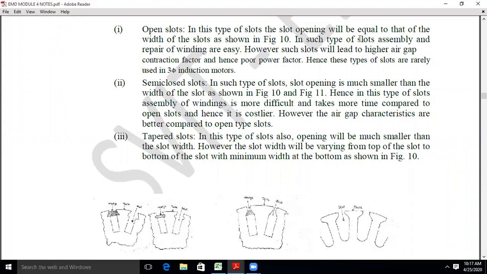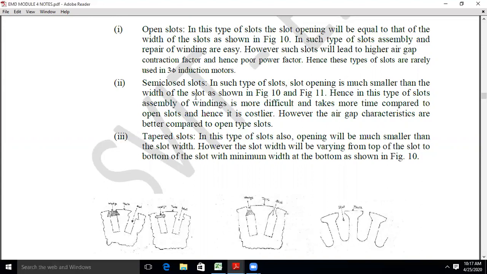So in such type of slots, assembly and repair of winding are easy. Because as the slot area increases, in order to do the repairing or to rectify a fault, it is very easy. However, such slots lead to a higher area contraction factor and hence poor power factor. Hence these types of slots are rarely used in three-phase induction motors.